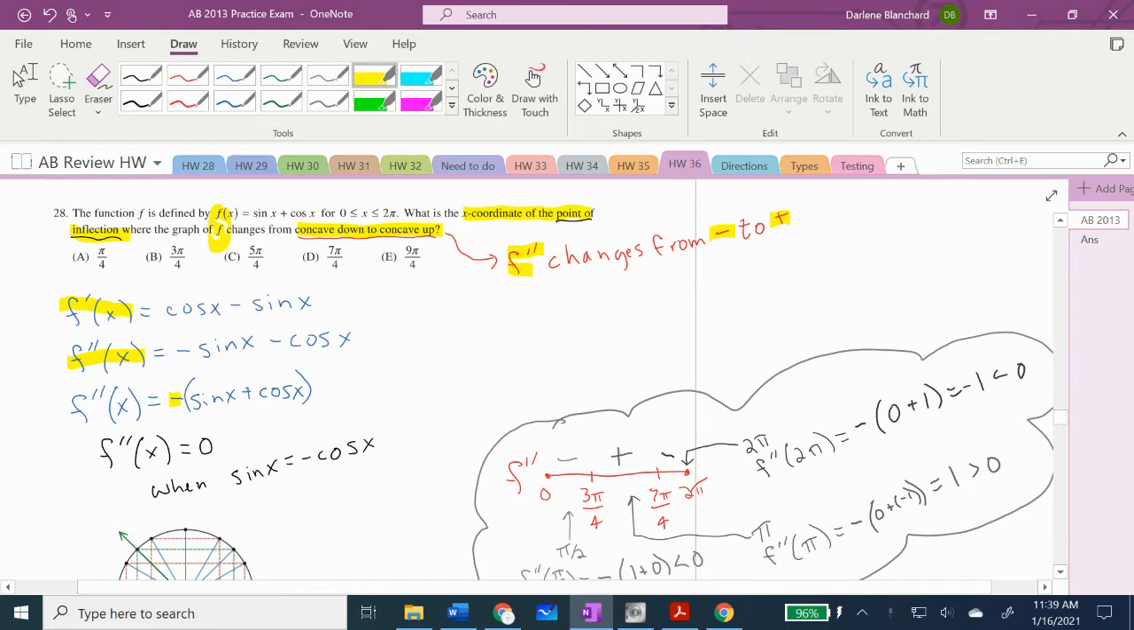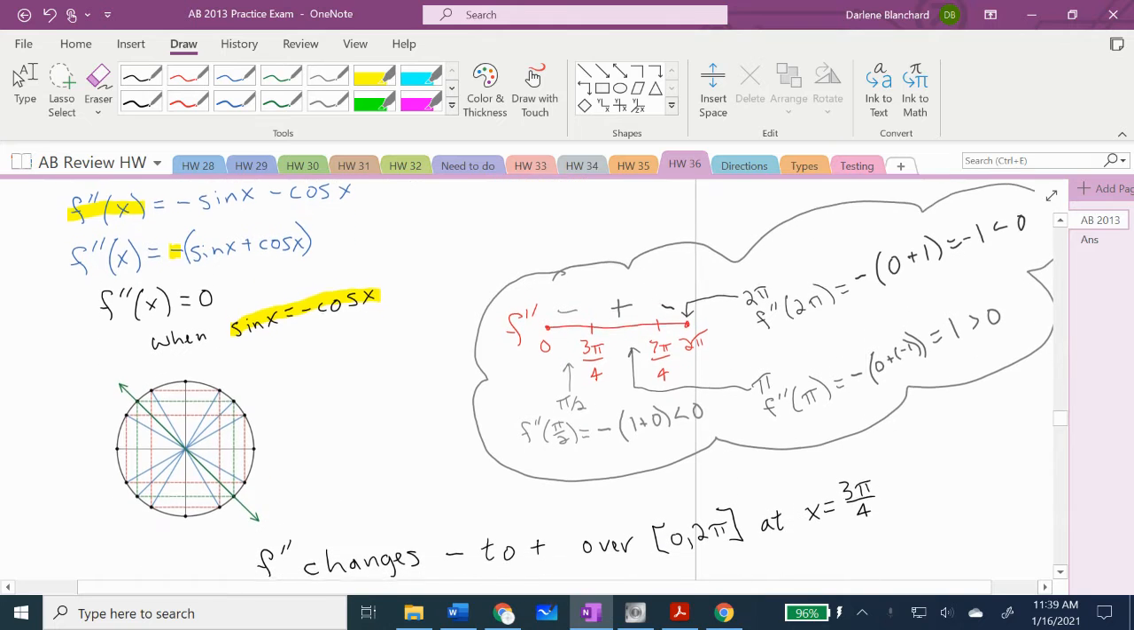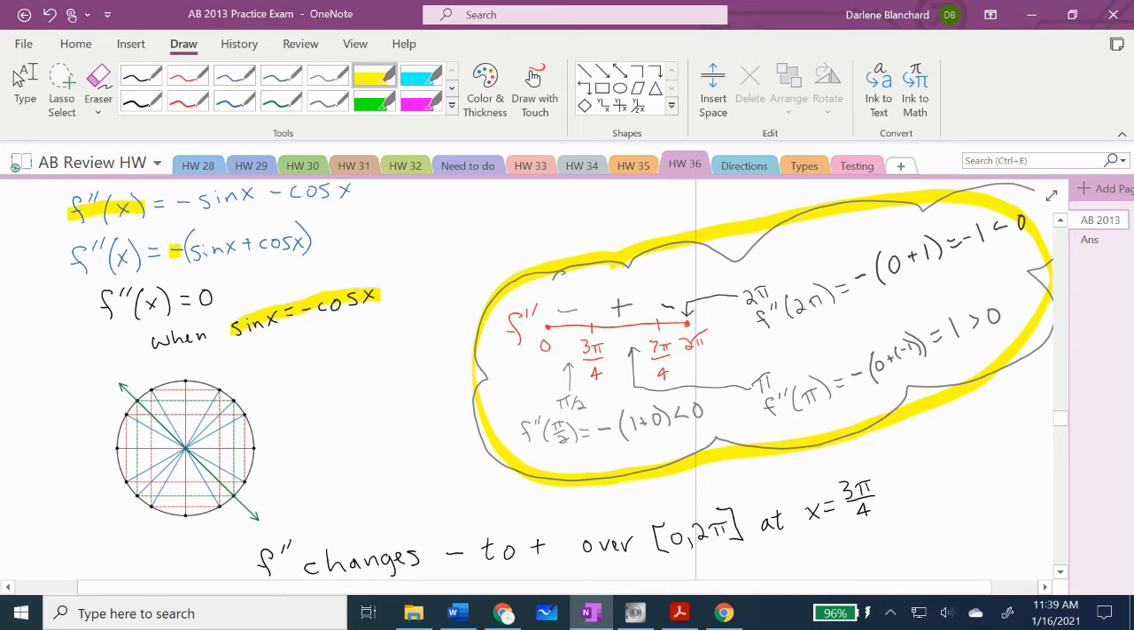F double prime is equal to 0 when sine x is equal to negative cosine x. Or you might say when tangent is equal to negative 1. Now, you can do an entire number line like I have shown over here over the domain that is given.